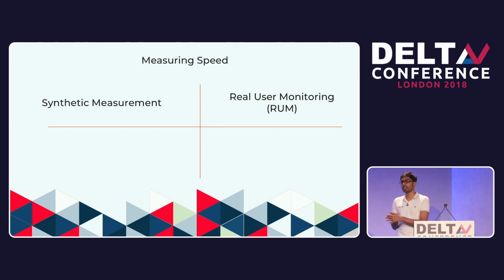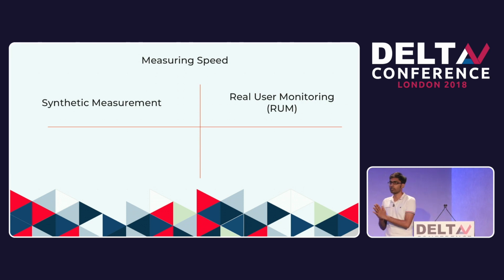Real user monitoring, on the other hand, is where you collect data of how fast your website loads in production with your real users. As your website is loading, you can collect metrics like, hey, when did the first hero image appear on the screen, or when did the app become interactive, and so on. Both solve different kinds of questions.